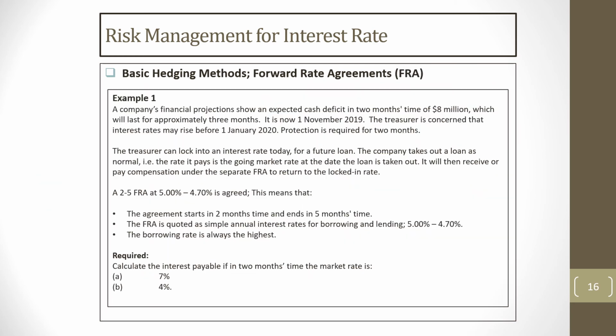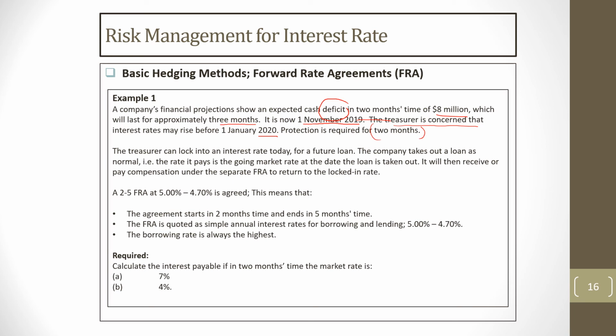Okay, so this is the example question for the forward rate agreement. A company's financial projection shows an expected cash deficit in 2 months time of 8 million, which will last for approximately 3 months. So it is now 1 November 2019. The treasurer is concerned that the interest rate might rise before 1st January 2020. The protection is required for 2 months.